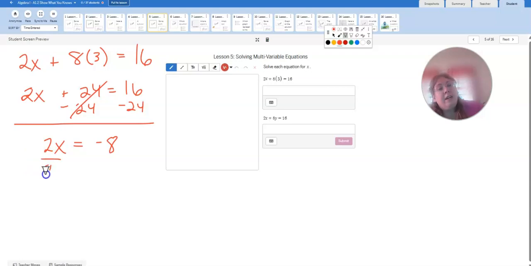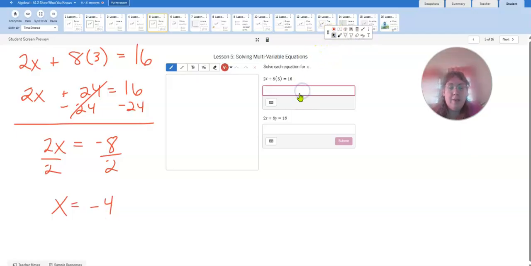And then divide both sides by 2. Negative 8 divided by 2 is negative 4. So for the first one, we have x equals negative 4.